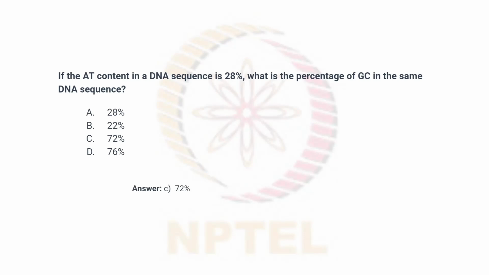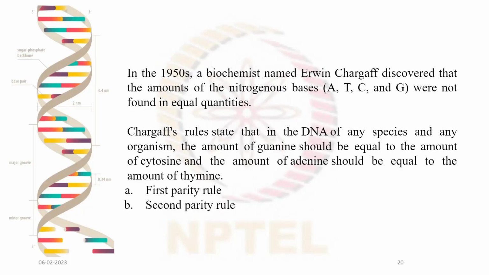This is a basic question. Next one. Before moving to the next question, I would like to introduce the concept of Chargaff's rule. In the 1950s, a biochemist named Chargaff discovered that the amounts of nitrogenous bases were not found in equal quantities in a DNA.